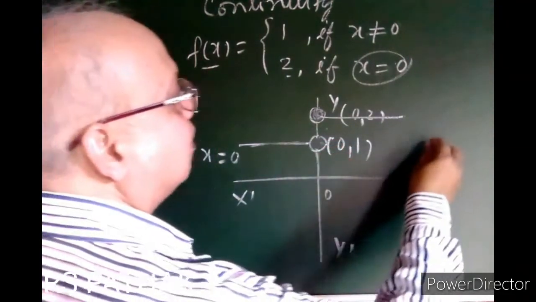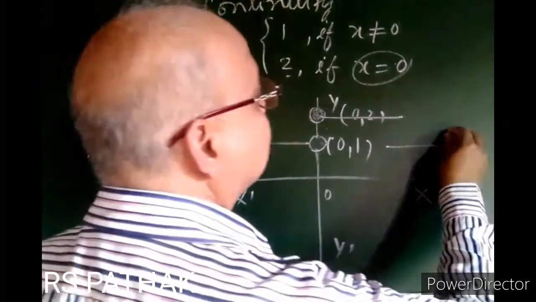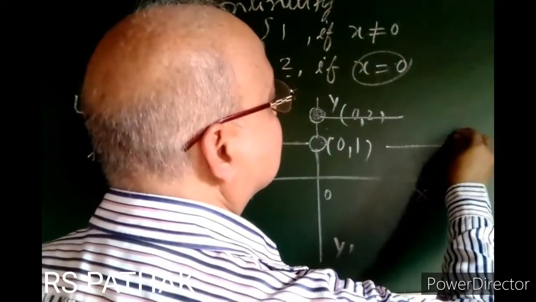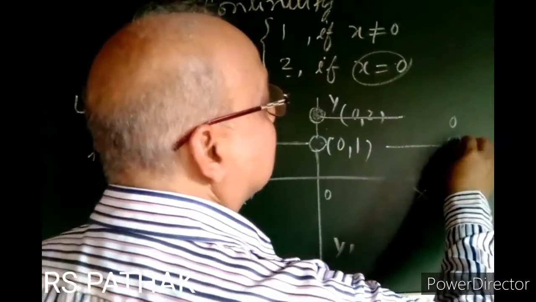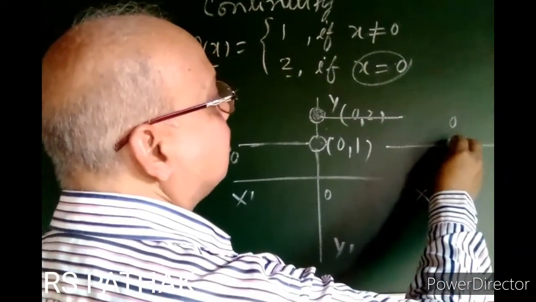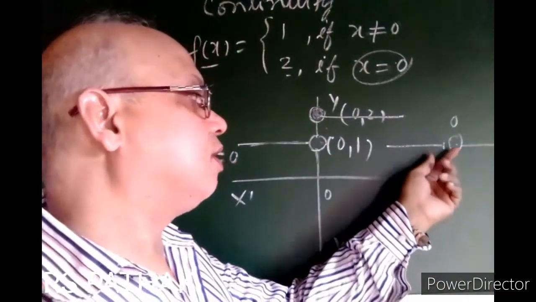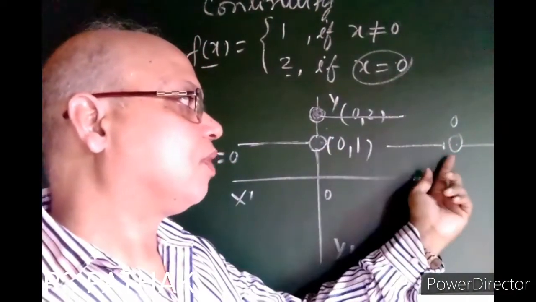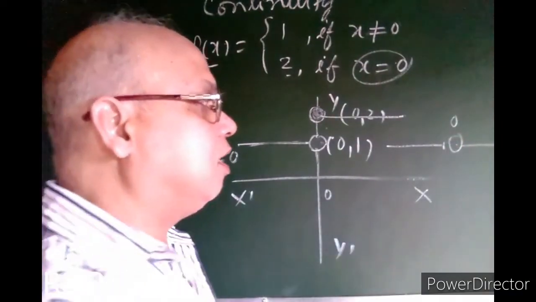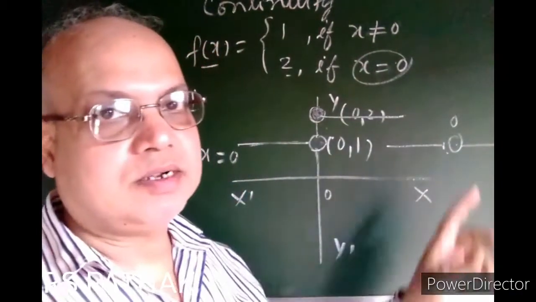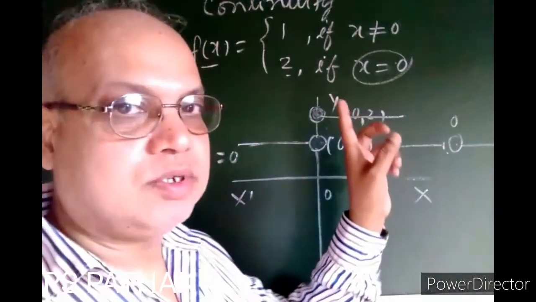It will start from, let us suppose this point is 0, and move. There will be a break from here to here, because for all the values which are less than 0 the value is 1, and at the value equal to 0 there will be a break. Therefore, this function is not continuous at x equal to 0.